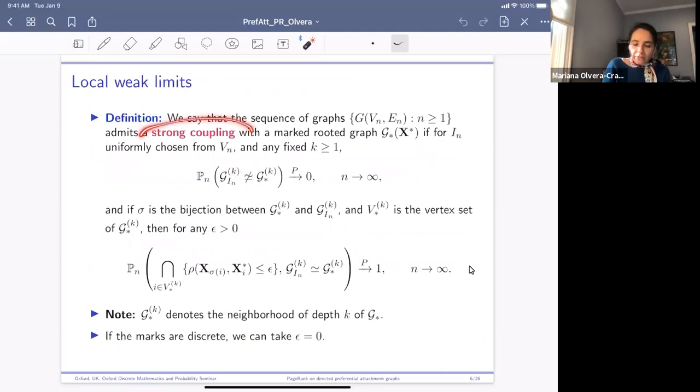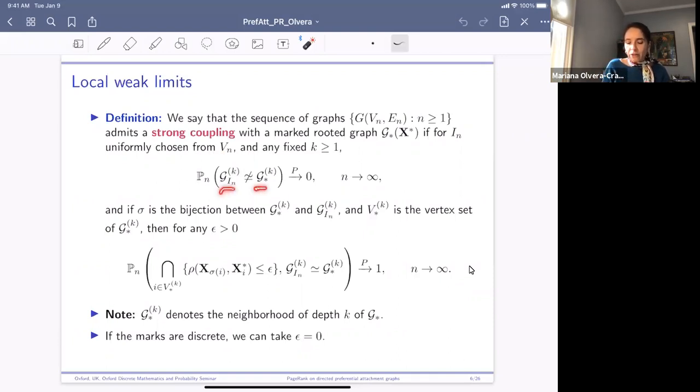So I'm going to define now something that I like to call a strong coupling. A strong coupling basically says I can construct my exploration of the graph started at a uniformly chosen vertex I_N, and I can construct a limiting graph such that they're constructed both on the same probability space, and that once I look at their graph structure, they are isomorphic to each other with high probability under this sort of conditional space given the marks, right? So this is just my standard notion. This is not quite the local weak convergence or local weak convergence in probability. It implies local weak convergence. It does not imply the other one. I'll get to that in a second.